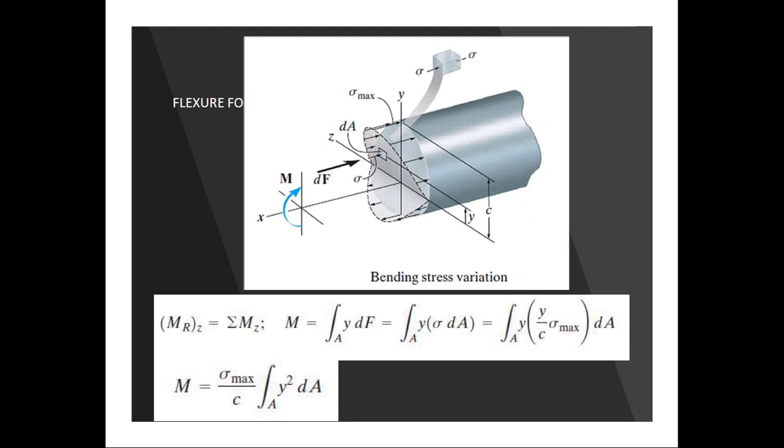So let's relate the internal moment being applied inside the cross section and the stress being developed here. This is a 3-dimensional figure showing how the stress is acting on the cross section. The area of the cross section is A. We take a small area to calculate the moment and force. This is the stress distribution: this is compression, below the neutral axis this is tension, at a particular distance from the neutral axis.